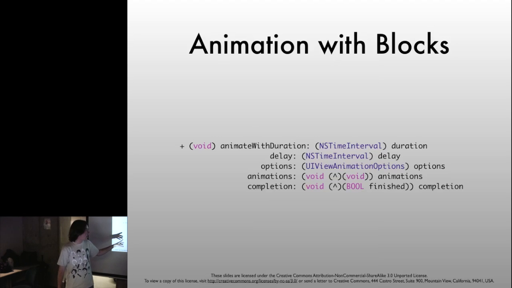The completion block takes in a Boolean for finished. I think they have that in case the animation gets canceled. It will pass completion with no rather than yes to say that the animation got canceled rather than actually fully completed. So if you need to know that the animation actually completed, you can test the value of finished.